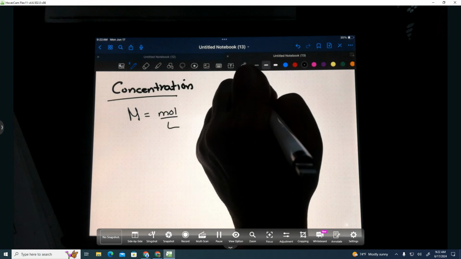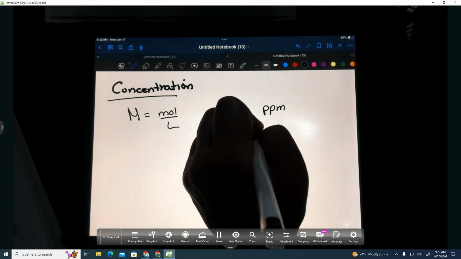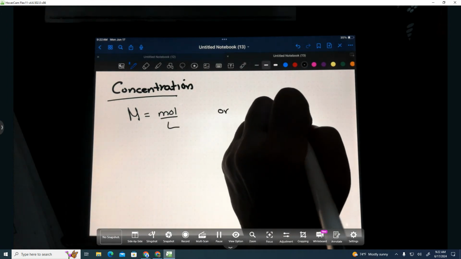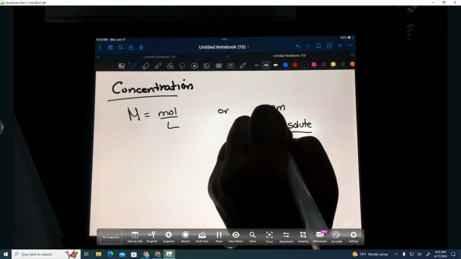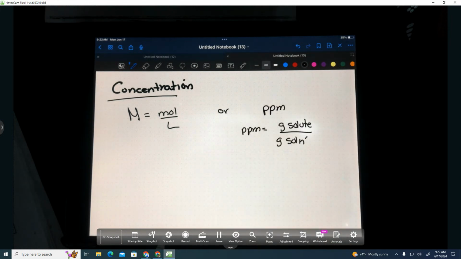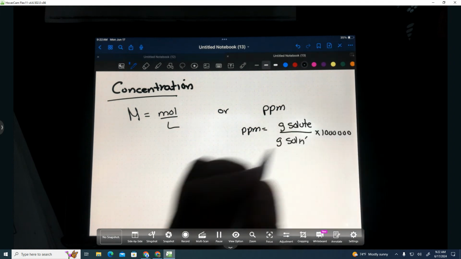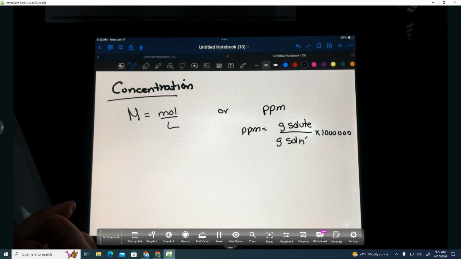All right, concentration. Molarity, moles over liters, or parts per million. Parts per million equals grams of solute over grams of solution, solution I'm abbreviating SOLN, times a million. A million has 6 zeros. Molarity or parts per million.